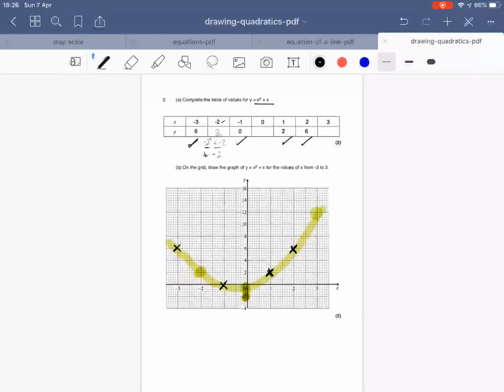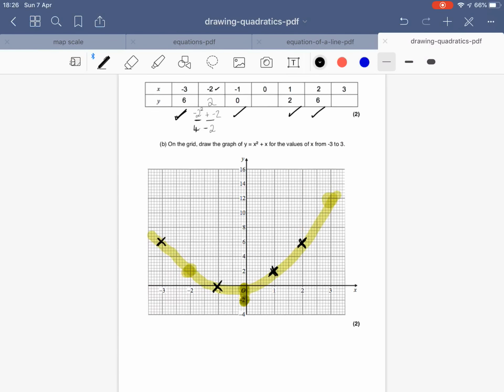Let's see if I was correct. So this one, go across 2, up 2. Yep, I was correct. It's going to be there. Don't know if I can get rid of that highlight now. Oh well, let's leave it.